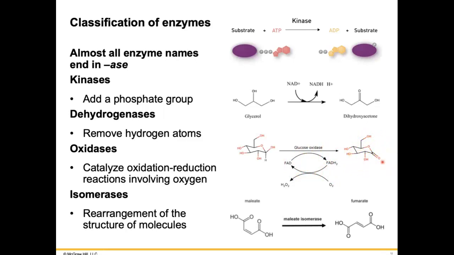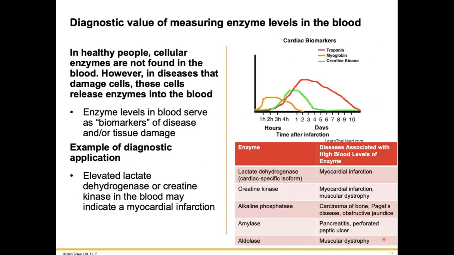Lastly, we have our isomerases, and this is when we're going to have all of the atoms stay within the molecule, but it will be rearranged. So here we have maleate isomerase, and we are going to rearrange those atoms so that we get a completely different structure.